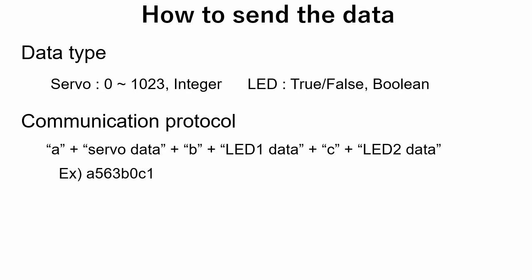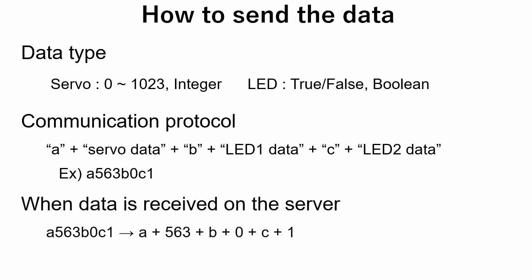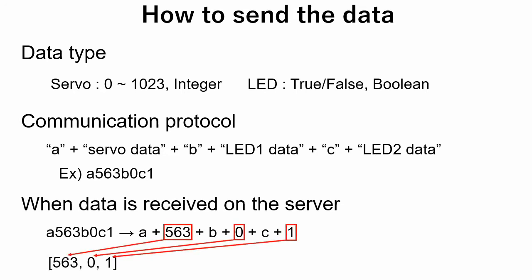For example, if the servo target position is 563, LED1 is off and LED2 is on, the sending data will be expressed as A563B0C1. When the data is received on the server side, it is decomposed by regular expression operations and stored in the array.